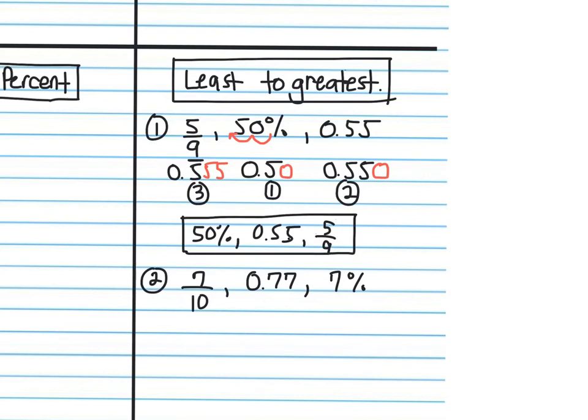So if we write the numbers in their original form, it's 50%, then 0.55, and then the last one is 5/9.